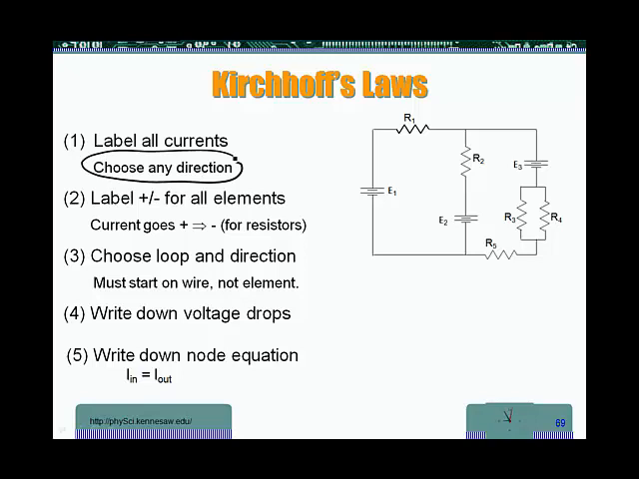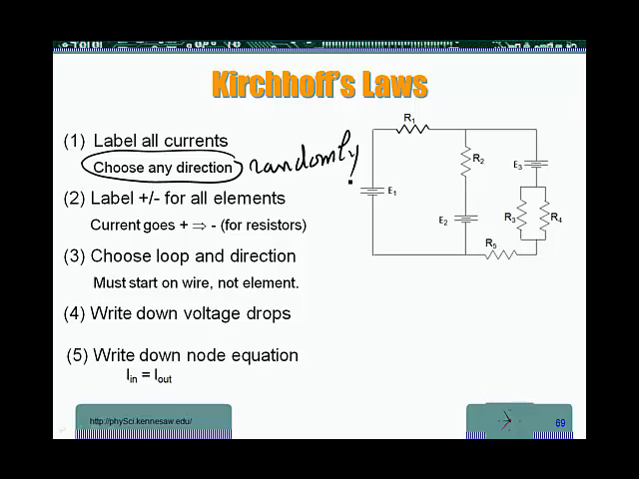Choose any direction. This is important. In a circuit like the circuit that we have right now, most often we cannot predict correctly the direction of flow of the current. Most often it's something that we don't have the intuition to figure out immediately. So what we do is we choose them randomly. Okay, let me do that.